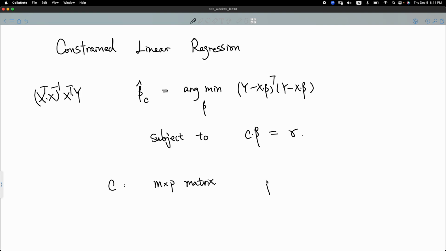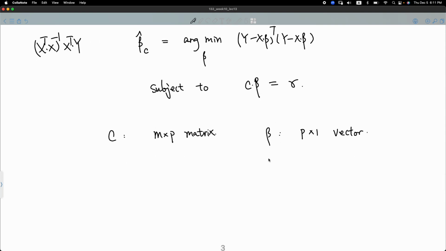And then the beta is just a p by 1 vector, and also the gamma here is an n by 1 vector. So when you multiply a matrix n by p with a p by 1 vector, you will obtain an n by 1 vector. Okay, so the constraint is coming from the idea.